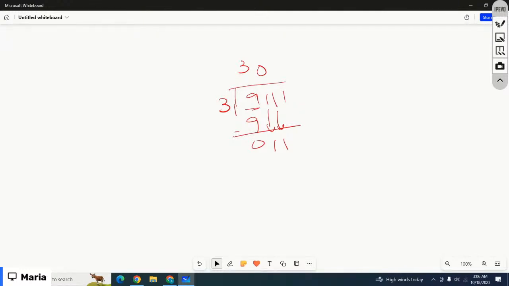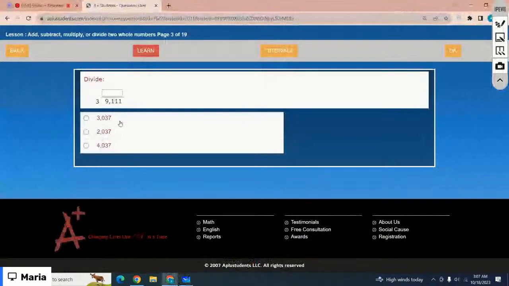Which is the correct option? You can go for 3 times 3 is 9, and 11 take away 9 is 2. Now you are left with only one digit. Bring that down. You need to count 3 until 21. 3 times 7 is 21, and 21 take away 21 is 0. So the correct option is 3037. Option number 1 is the correct option.